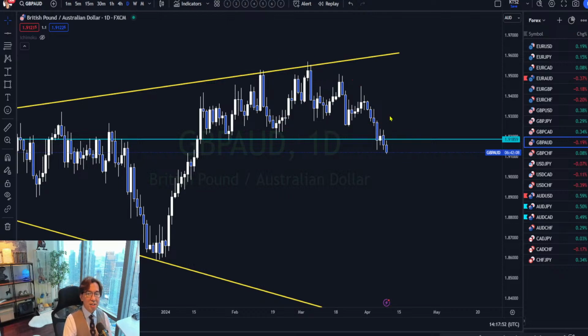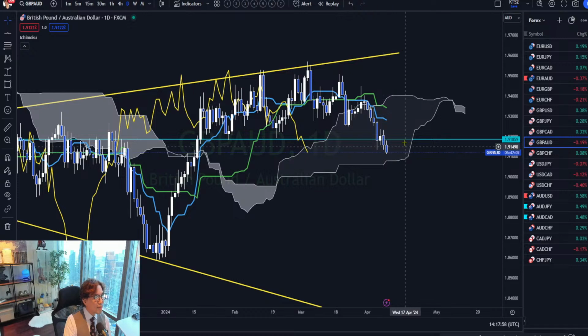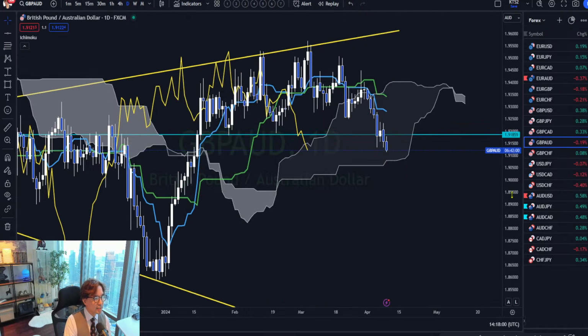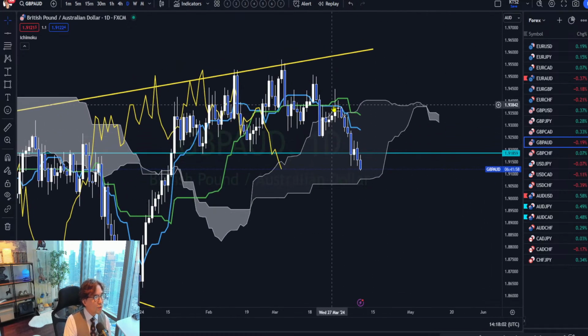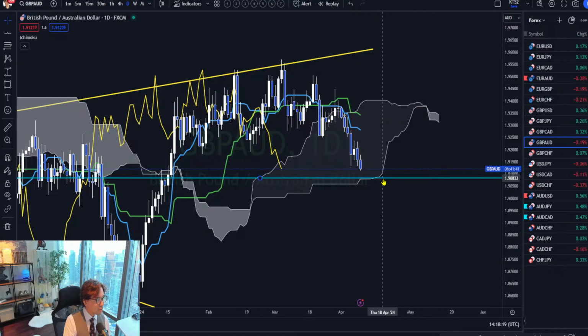However, if you know Ichimoku, then this is also not a good market to sell because the price is still within the Kumo. So when the price is within the Kumo, that means the market is within the storm, and it can be very spiky, and you may see some fake breakouts, and you may get some losses. So in this case, the best option is to wait for the Kumo breakout.